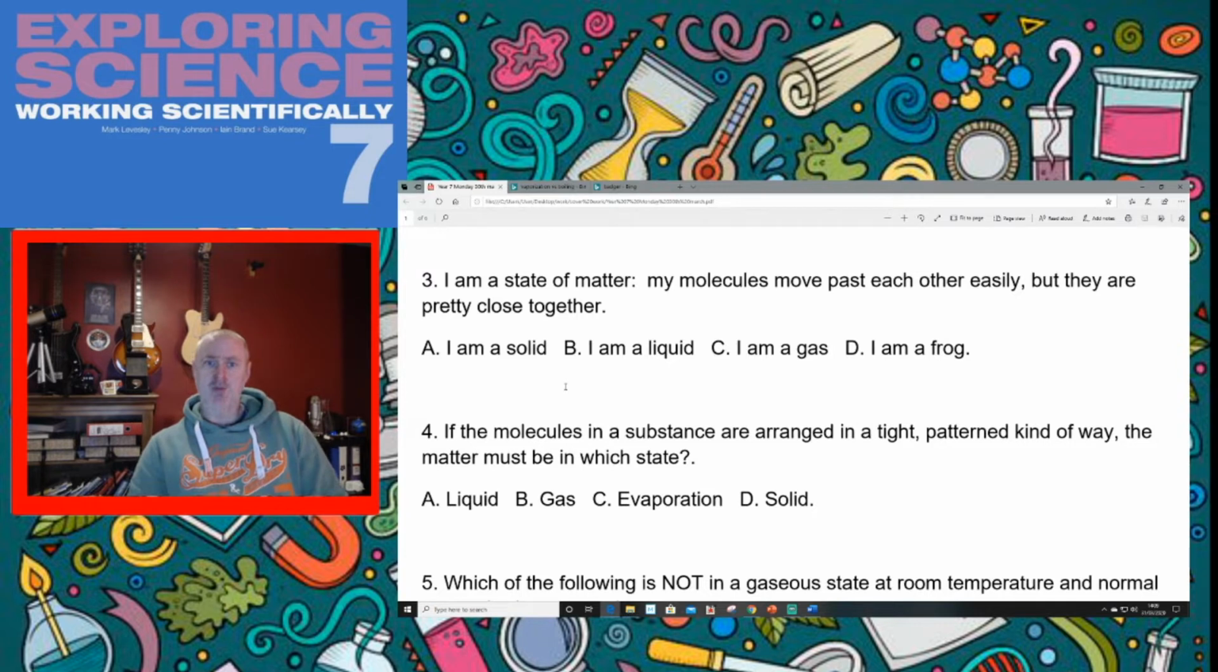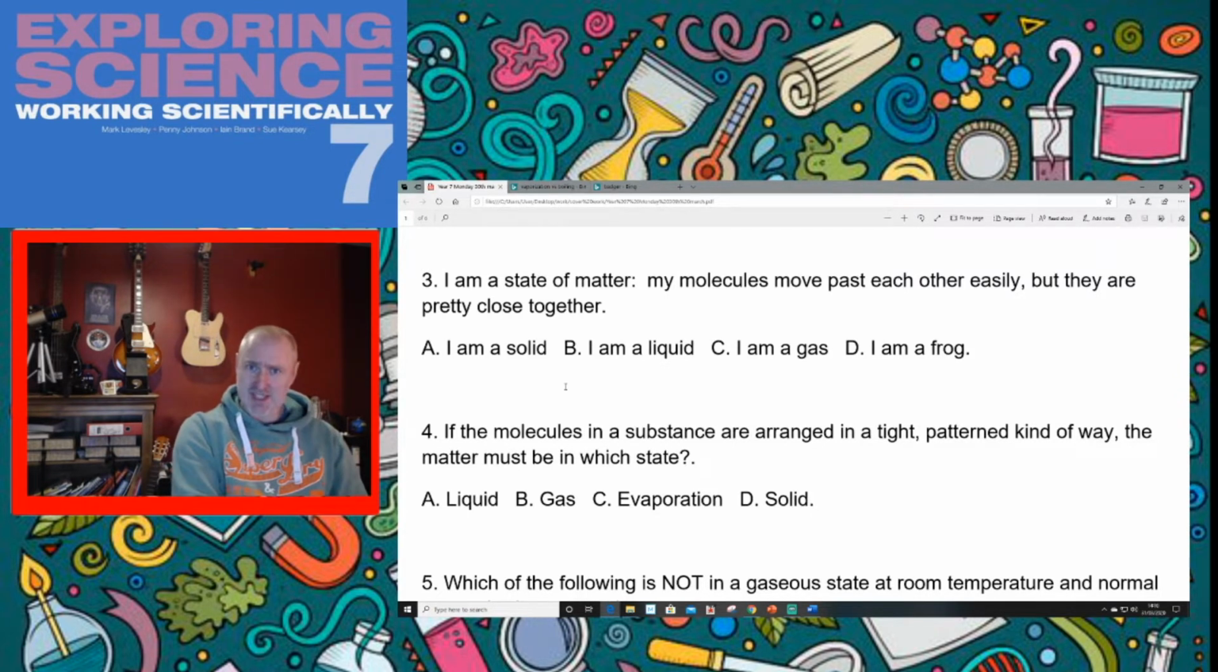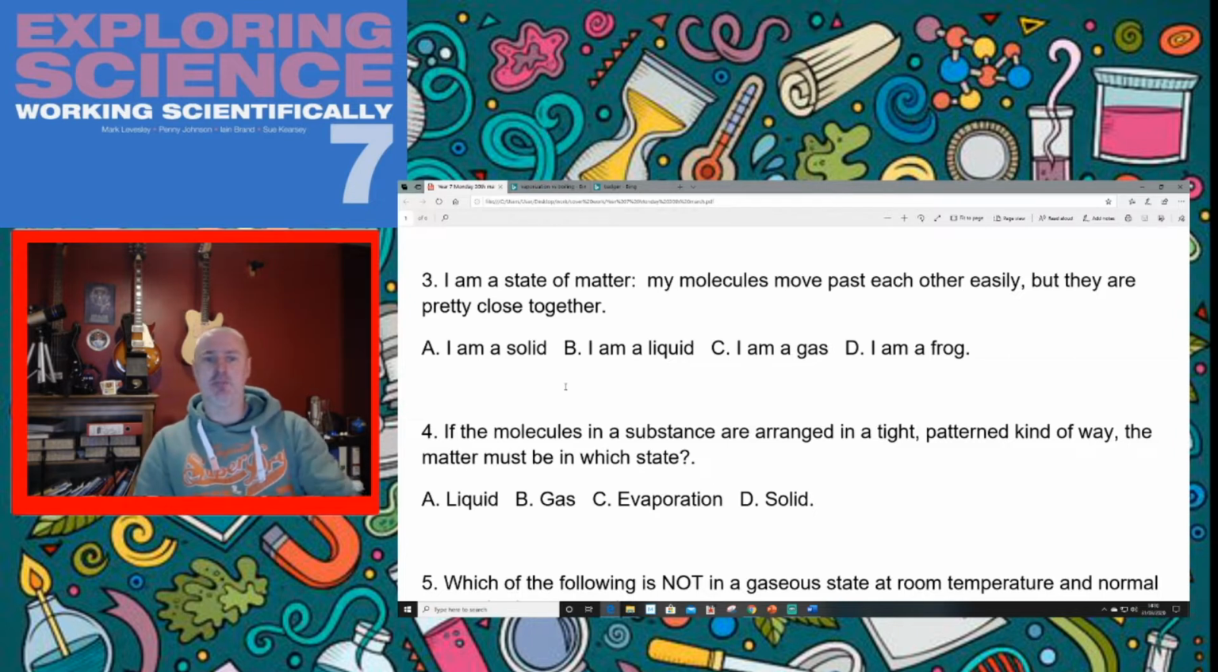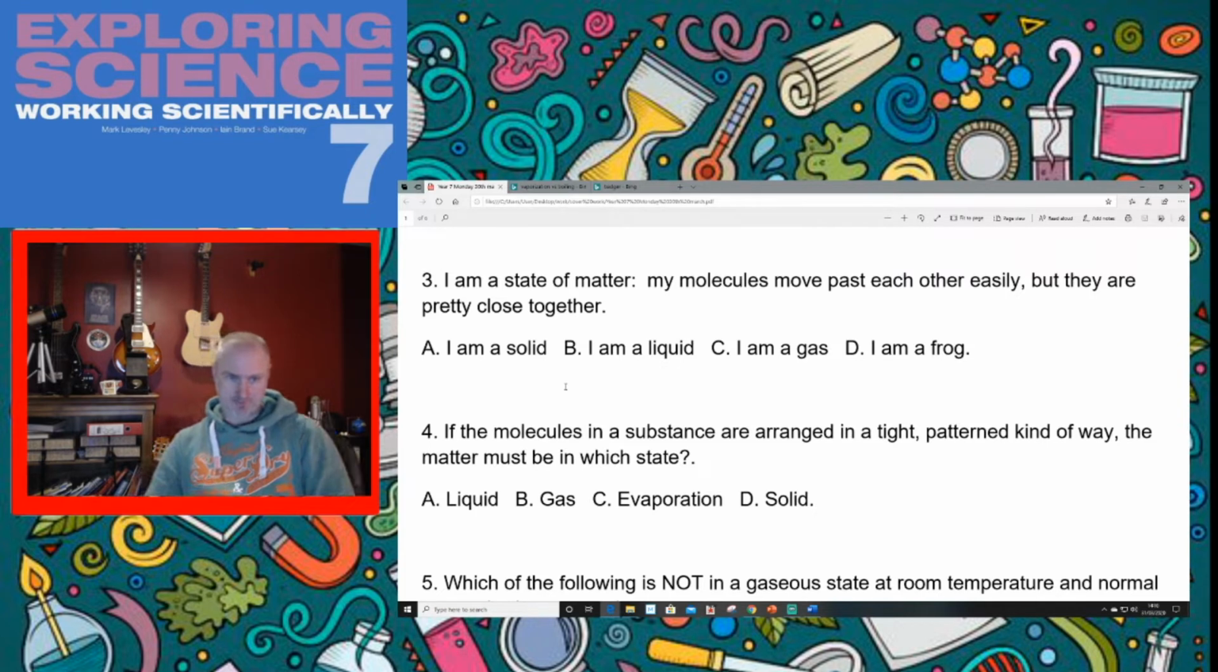Question 3. My molecules move past each other easily, but they are pretty close. B, we are a liquid. And we talked in lesson about, yes, they can move past each other. We use the term they can slide over each other. And the fact that they can slide over each other means that they can be poured, they can flow. So liquids can be poured, they can flow, they can change their shape, yeah, to fit the shape of the container because they can slide over each other.